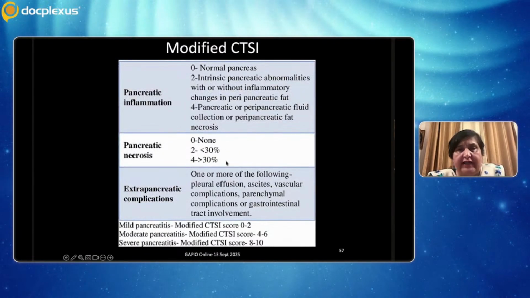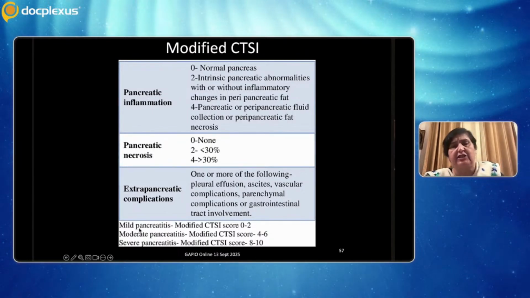So I think everybody is familiar with the modified CTSI scoring, which takes into account pancreatic inflammation, pancreatic necrosis, and extrapancreatic complications. And then it can grade the pancreatitis into mild, moderate, and severe, depending on what changes are available. I think most people are familiar with this.